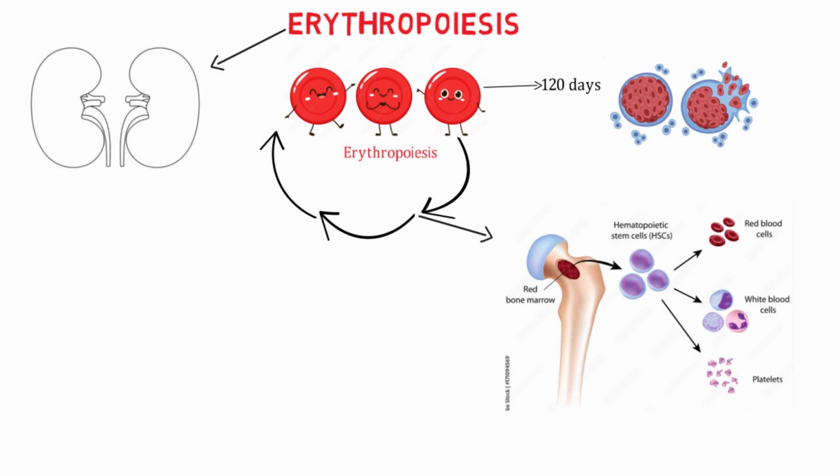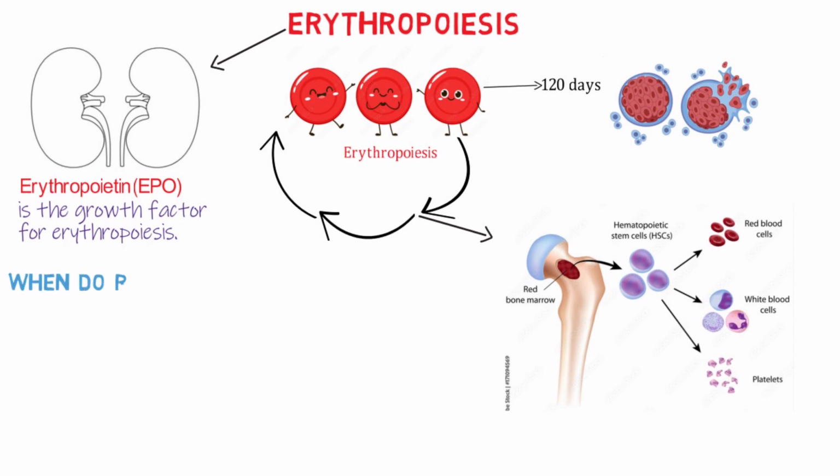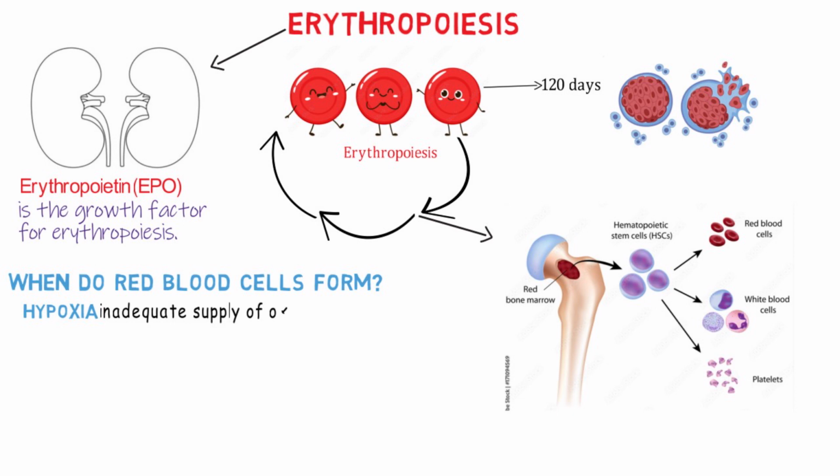So erythropoiesis is regulated in the kidney by something we call erythropoietin, EPO for short. EPO is a growth factor that is responsible for the process of erythropoiesis. And there are certain conditions that will trigger the formation of these red blood cells. We have conditions like hypoxia. So hypoxia is a condition when tissues do not have adequate supply of oxygen. And when this happens, the kidneys get a signal to secrete EPO in order for erythropoiesis to take place.